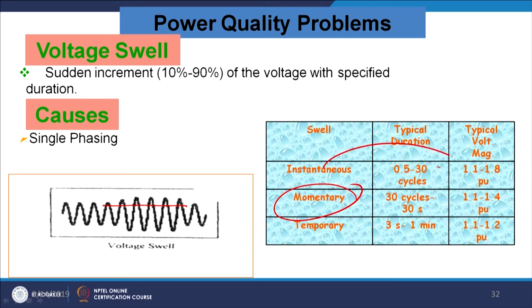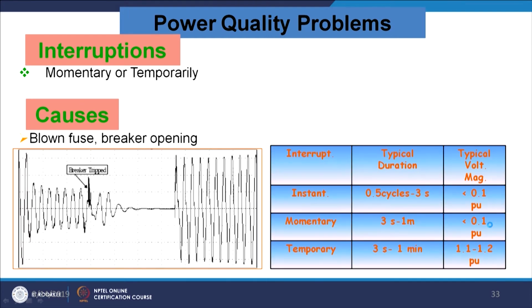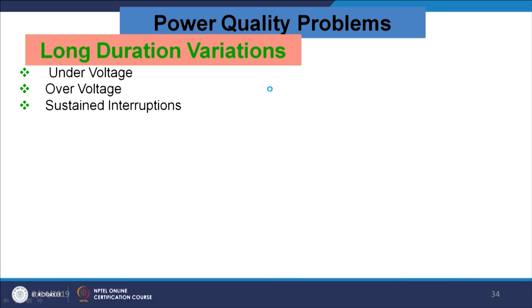Please see that if it is instantaneous, the value is allowed to be more. If it is temporary, the value is restricted to 10% to 20%. So, the interruptions can be the same thing. This is the interruption, where you have a total loss of power, and the duration can be instantaneous, 0.5 cycles, and it can be momentary for 3 seconds to 1 minute. If it is 3 seconds to 1 minute, it is temporary, where the typical value of the voltage will be like this. It may be due to a blown fuse or circuit breaker operation.